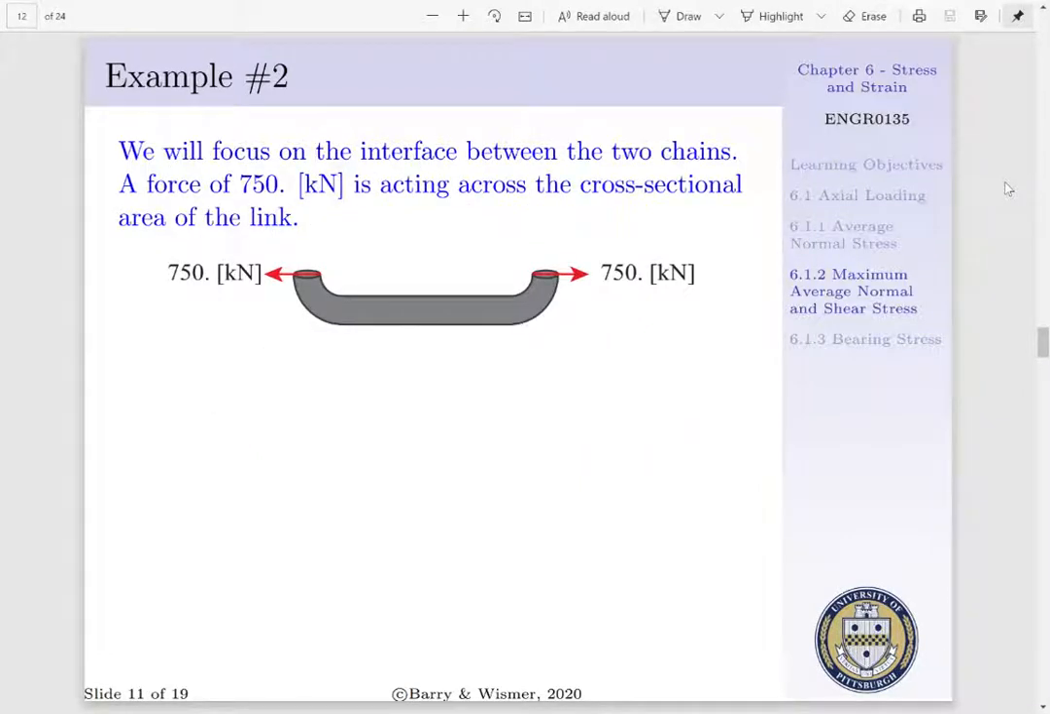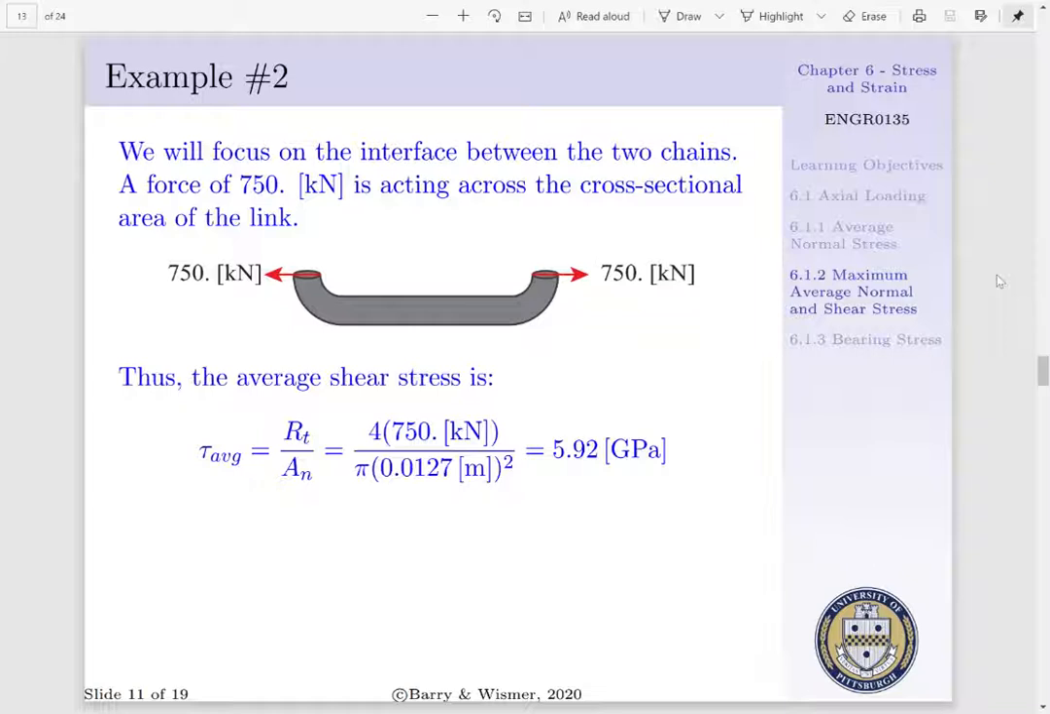For us to solve this, we will focus on the interface between these two chains. A force of 750 kilonewtons is acting across the cross-sectional area of our chain link. This is shown in the figure below. Thus, our average shear stress is expressed as follows. Tau average is going to be equal to our transverse component of our internal reactionary force per our shear area. R sub t is simply 750 kilonewtons, and our area is pi d squared per 4. Thus, our average shear stress is 5.92 gigapascals.